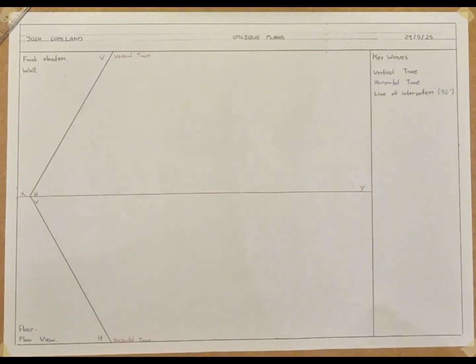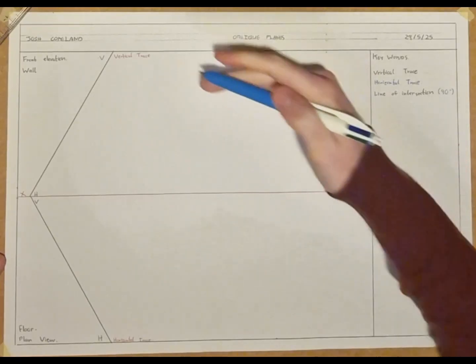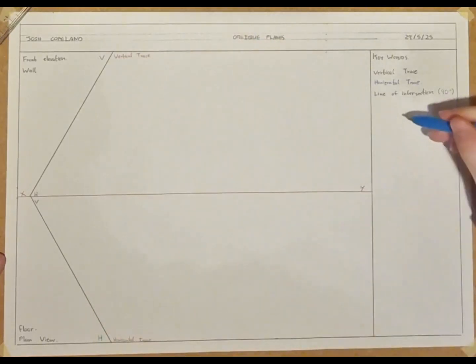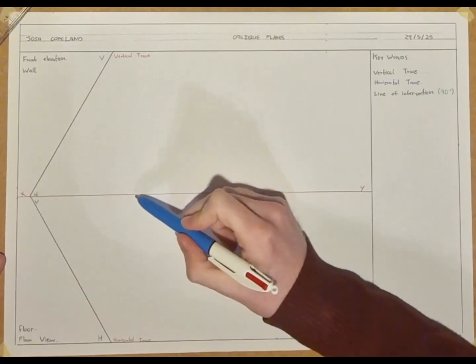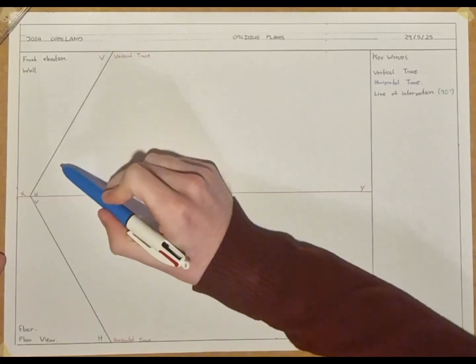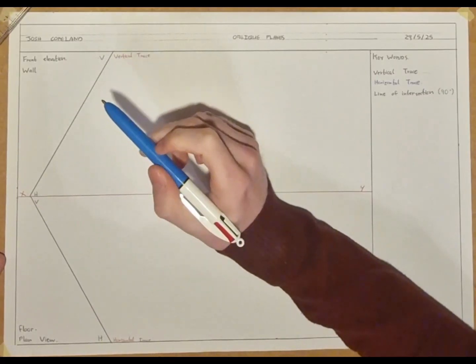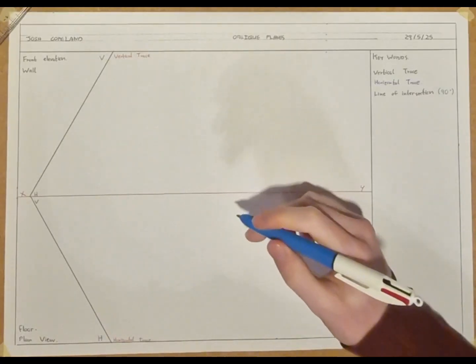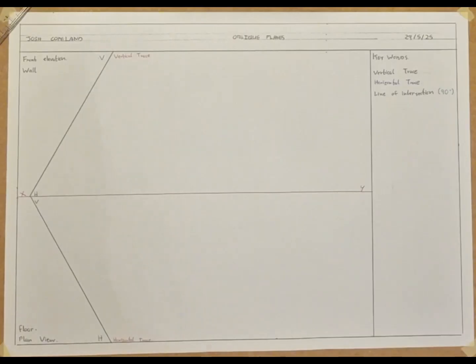One of the rules in oblique planes, and we're going to write this down over here as well: if we have a line that is parallel to the XY line, it is going to be parallel to the trace line. What I mean by that is, forget that, just delete that bit there.